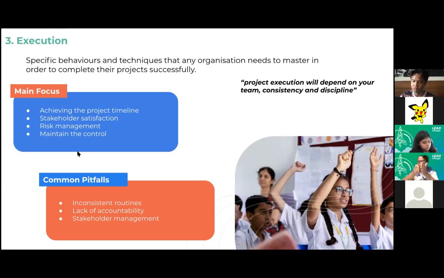So this is the biggest part of the project management cycle, and you'll be spending a lot of time in this area. Here, your role as a project manager is achieving the project timeline, stakeholder satisfaction, risk management, and maintaining control over the project. Common pitfalls that we have seen are inconsistent routines, like the team not meeting regularly and the synergies not happening; lack of accountability, like people not being accountable to each other or to their own responsibilities; and poor stakeholder management, where stakeholders are not managed properly and start to create more challenges for you in executing the project.